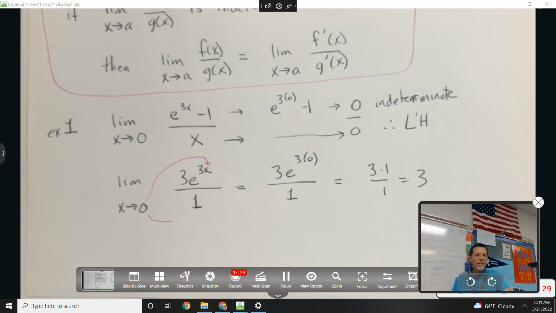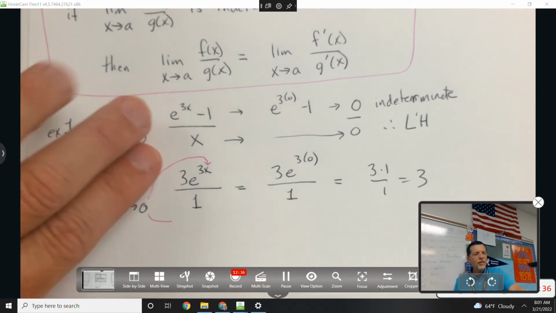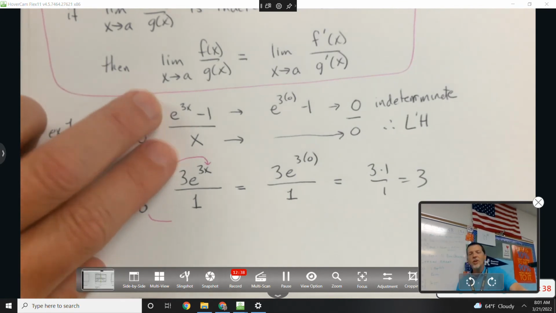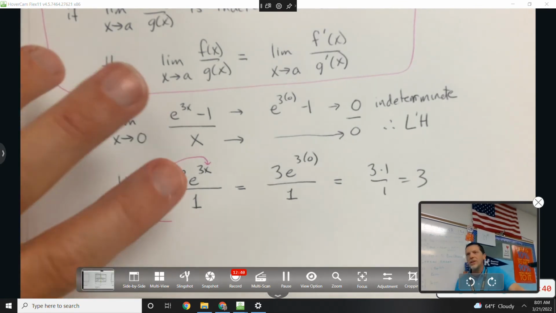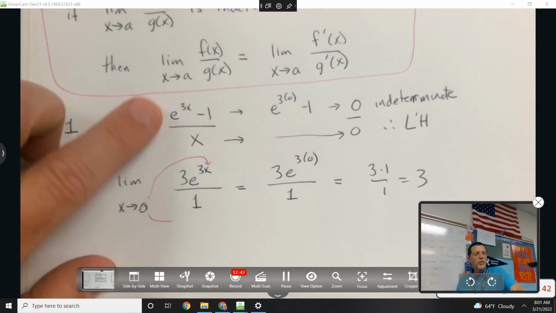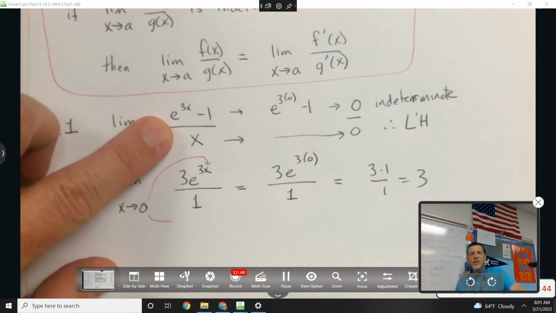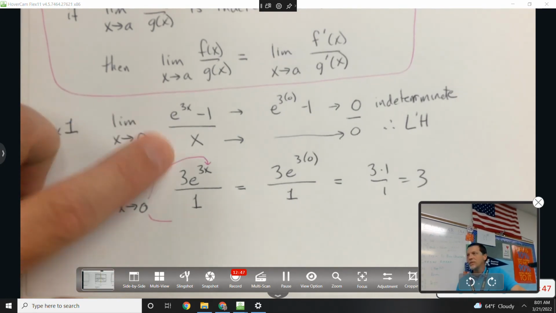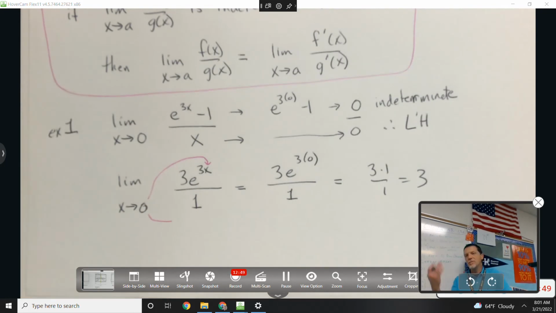We really like L'Hopital's rule because it's pretty easy to use. The only thing that complicates it is if one of those functions is a hard derivative, then L'Hopital's rule is hard. But usually we give you pretty straightforward functions, and so derivative top, derivative bottom, substitute, there's your answer.